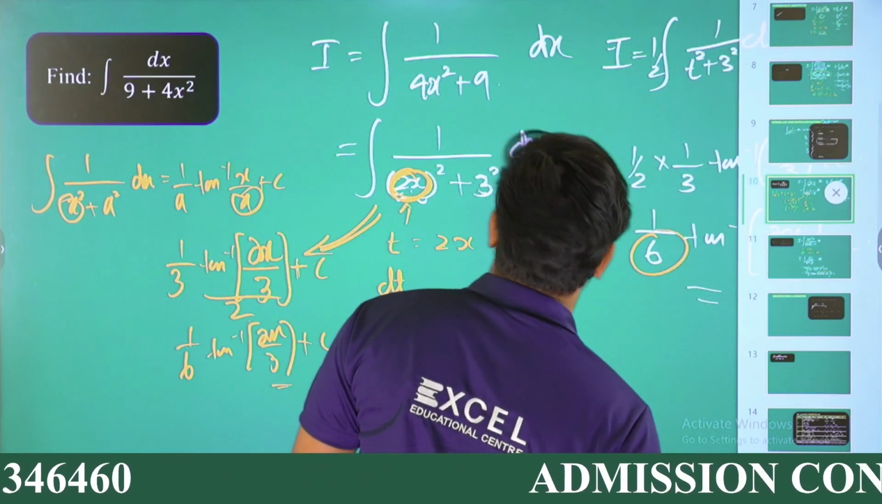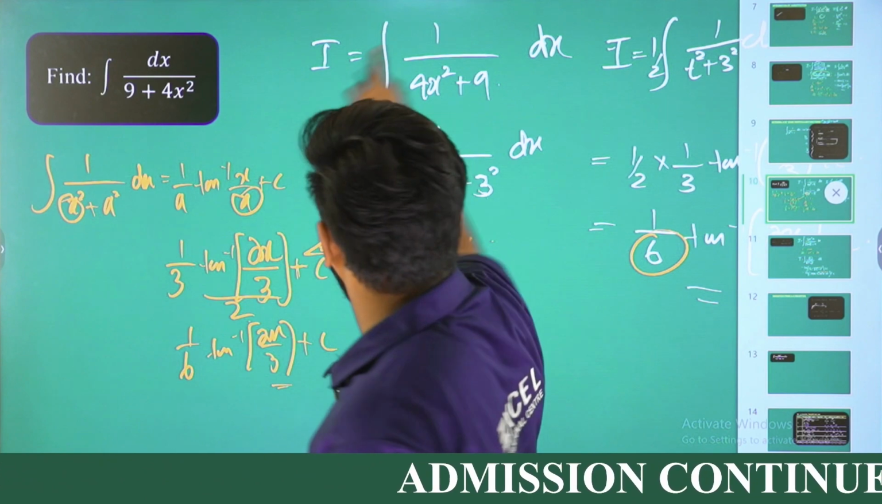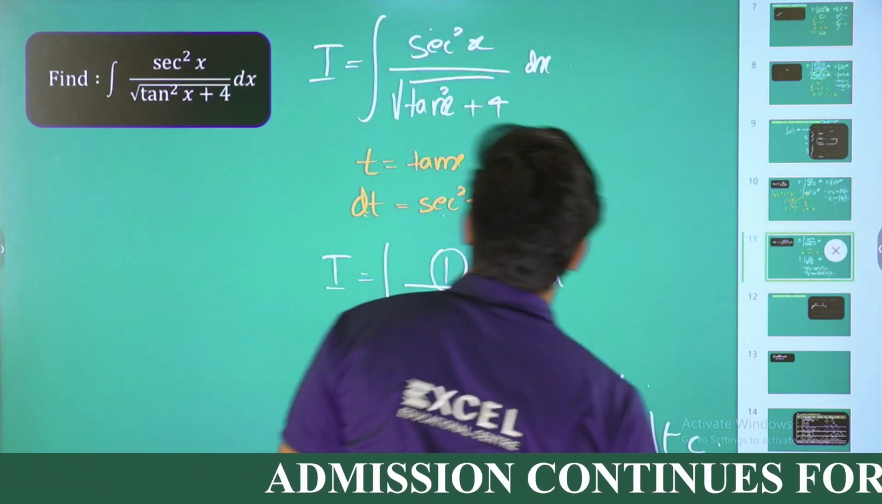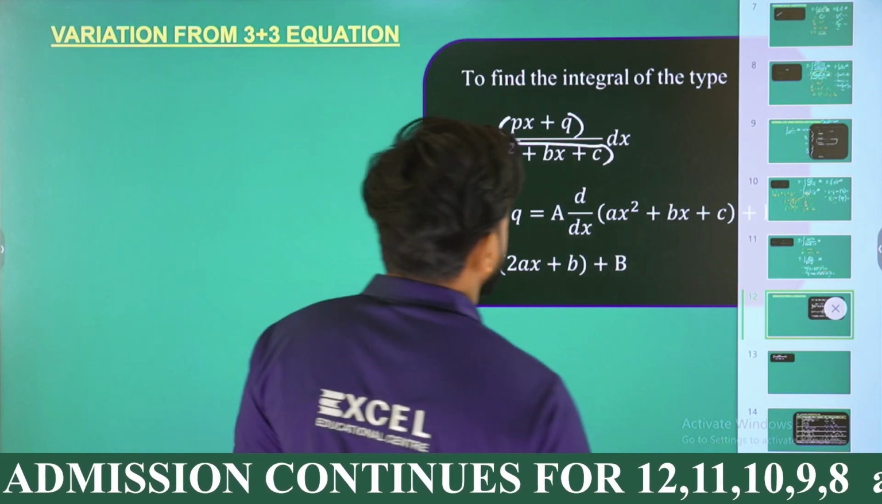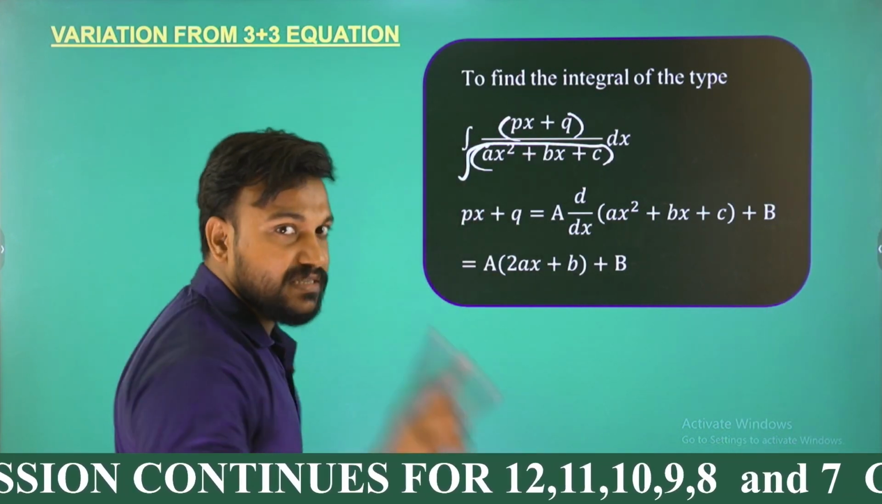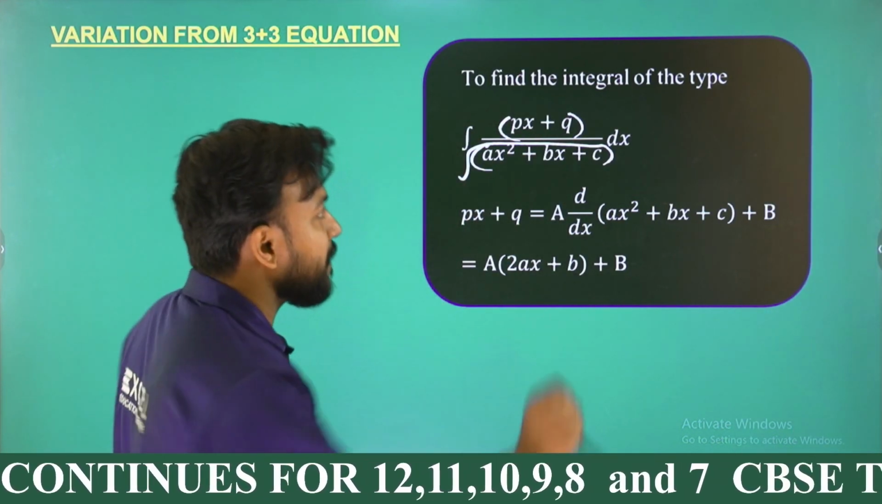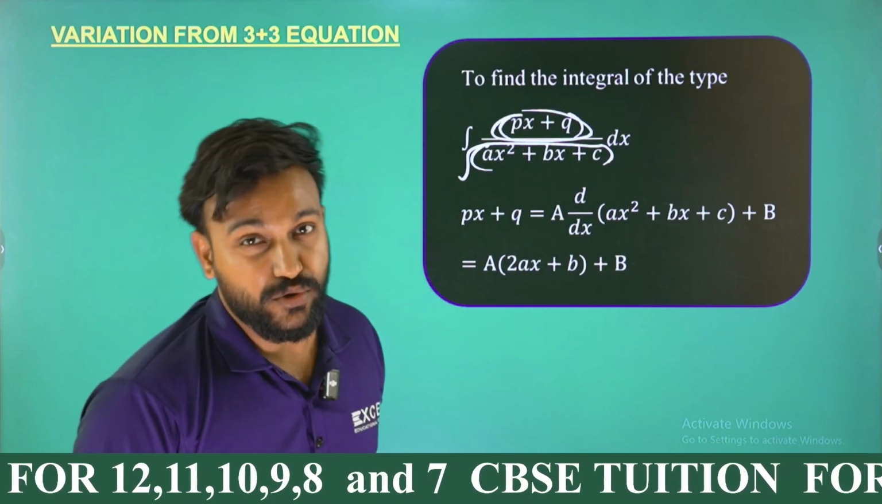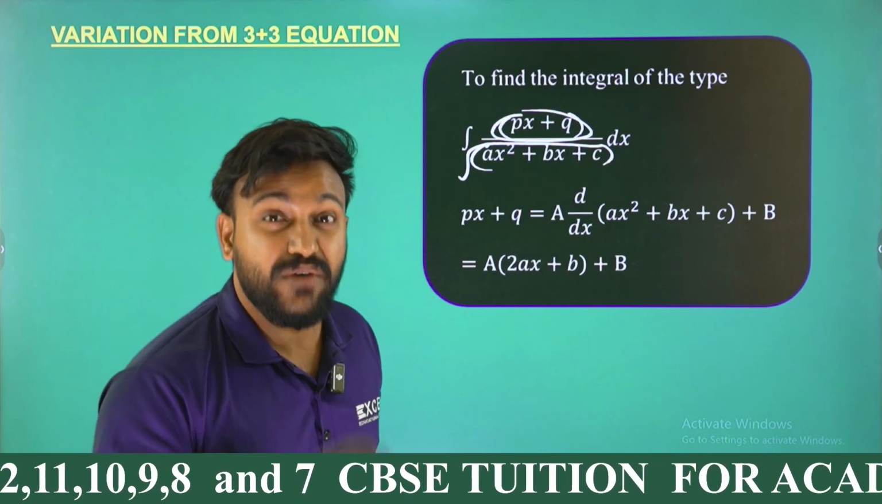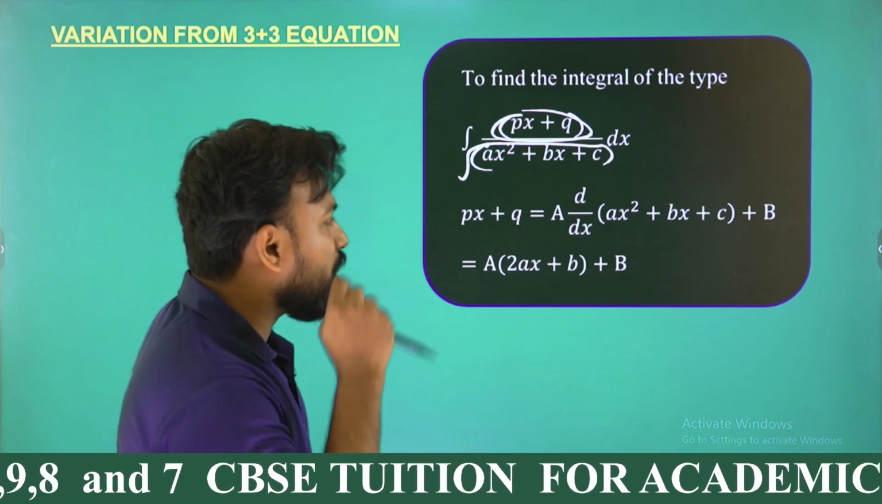In the questions that we have done, you can see only 1 at the numerator. Here also only 1 at the numerator. But in this case, the denominator is a second degree polynomial with or without root, but at the numerator there will be what? A first degree polynomial. Instead of 1, there will be a first degree polynomial. So what do we do then?